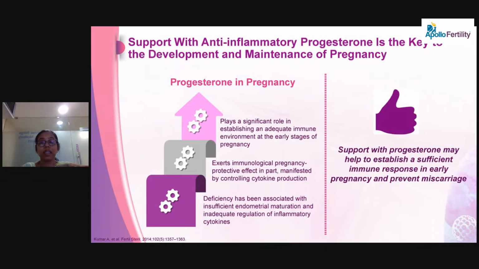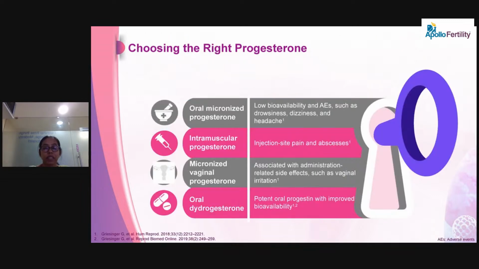Other than that, it has an anti-inflammatory effect as well as an immunomodulatory effect that helps in the development and maintenance of pregnancy. Progesterone in pregnancy plays a very significant role in establishing an adequate immune environment in the early stage of pregnancy. It exerts its immunological, protective effect to maintain the pregnancy by controlling the cytokine production, and it maintains the environment with the predominance of T2 helper cells. So deficiency has been associated with insufficient endometrial maturation and inadequate regulation of the inflammatory cytokines. So support with progesterone may help to establish a sufficient immune response in early pregnancy and prevent miscarriage.